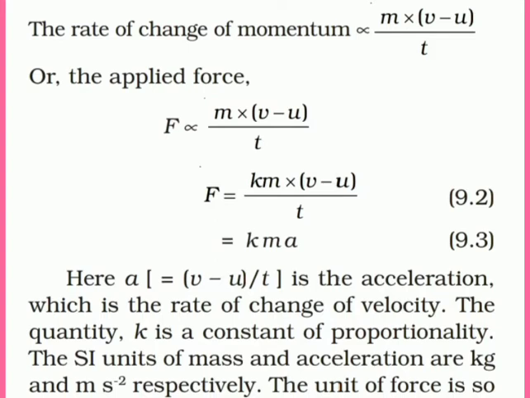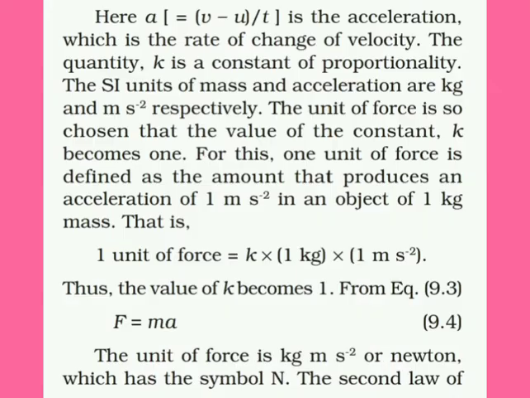Then force F equal to k into m into (v minus u) by t. Here (v minus u) by t equal to acceleration. Then F equal to k into ma. Here a is the acceleration, which is the rate of change of velocity. The quantity k is a constant of proportionality. The SI units of mass and acceleration are kg and meter per second square respectively.